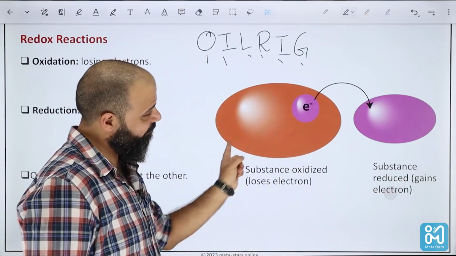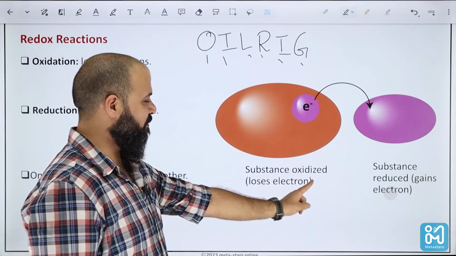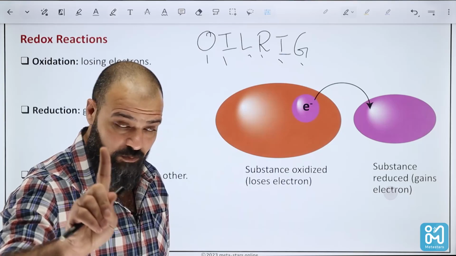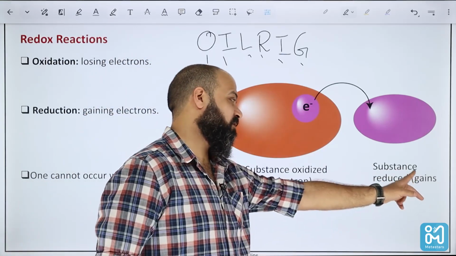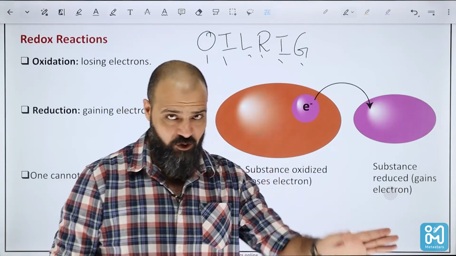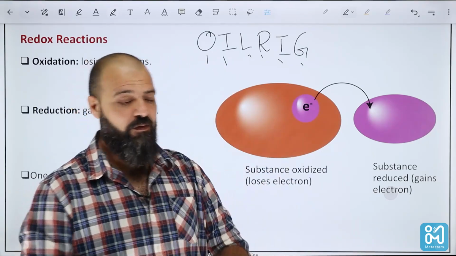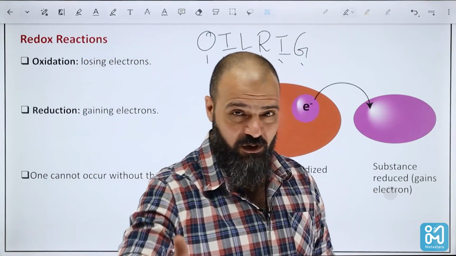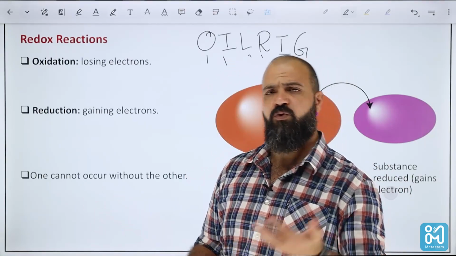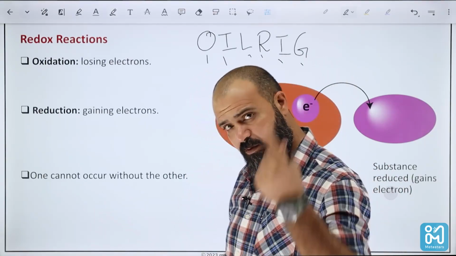Look. The substance oxidized loses an electron, or more than one electron, by the way. The substance reduced gains electrons. No way to have oxidation without reduction, or reduction without oxidation. Let's do some chemical reactions to find out which substance is oxidized and which substance is reduced. Yeah, let's go.